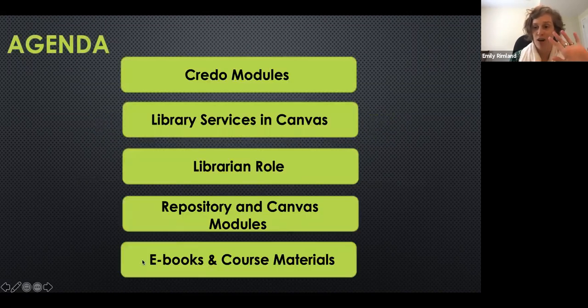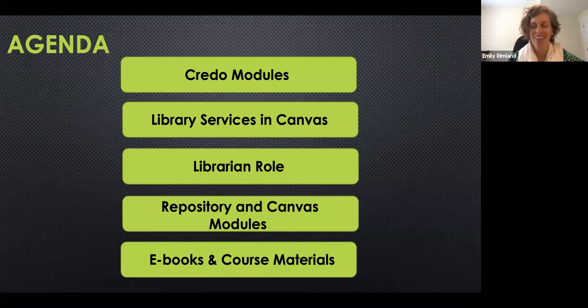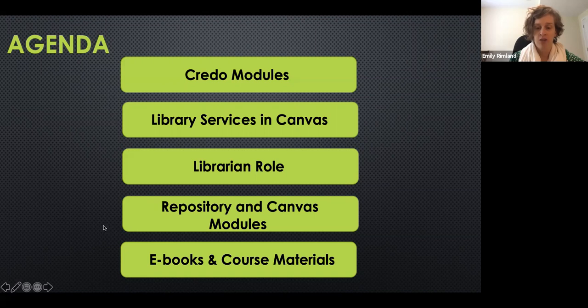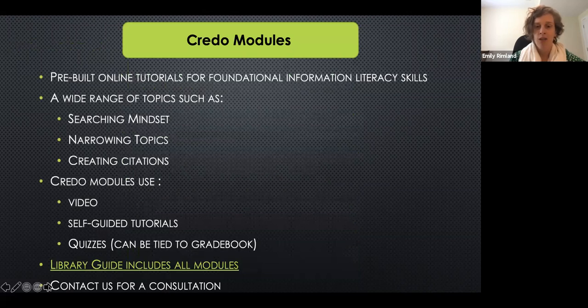I'm counting it, yes, 5 things. We have 5 things to show you today. A quick rundown of what we'll talk about. Something called the Credo modules, library services in Canvas, the library Enroll in Canvas, a repository for Canvas modules that we have available, and something relatively new, which is an ebooks and course materials webpage with information. So that's a quick rundown. I'm going to talk a little bit about the Credo modules, and then I'm going to hand it over to Tori for the next couple of things.